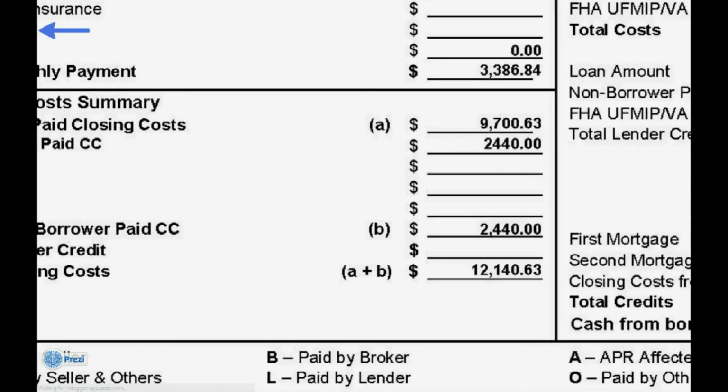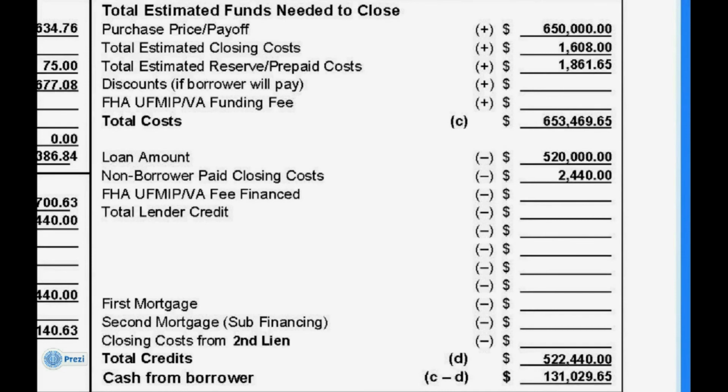The right side gives you a total estimation of cash needed to close by recounting purchase price, closing costs, prepaid items, and any offsets for credits as listed on your purchase contract. This is also where you'll see if the FHA upfront mortgage insurance premium or the VA funding fee is financed into the final loan amount. Lastly, any seller-paid items are going to be listed as non-borrower paid closing costs and are thus deducted from the total amount due. The bottom line to you is listed as the cash from borrower figure at the bottom.